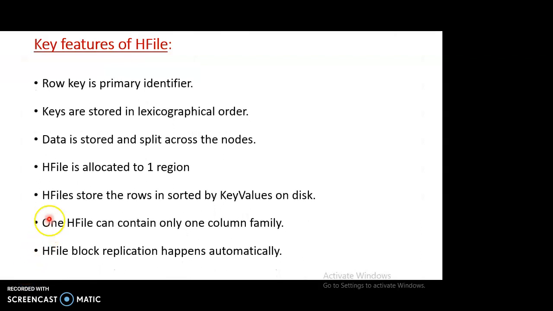So these are some key features of HFile. First of all, in HFile, row key is the primary identifier. Then keys are stored in lexicographical order. Keys means these row keys, and these are stored in lexicographical order. So basically, lexicon is nothing but any symbol. So these keys are stored either in numeric symbol order or in alphabetical symbol order.